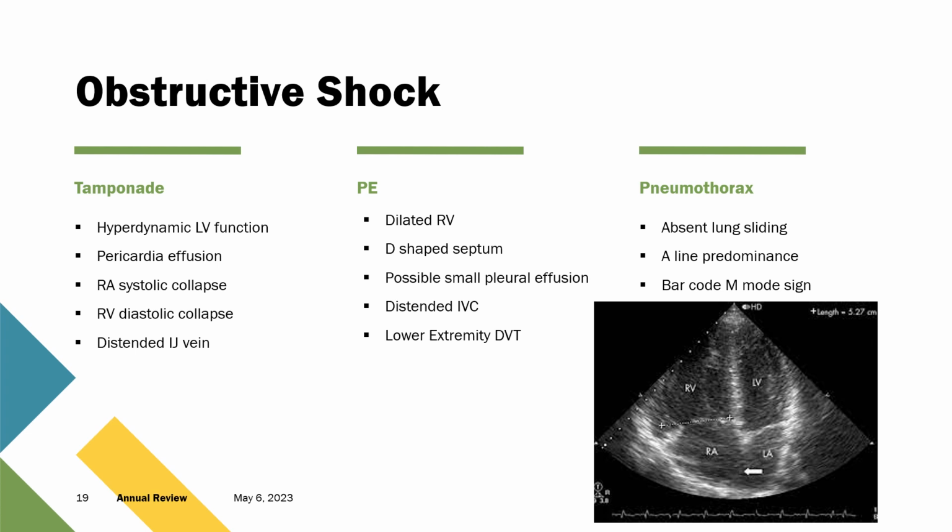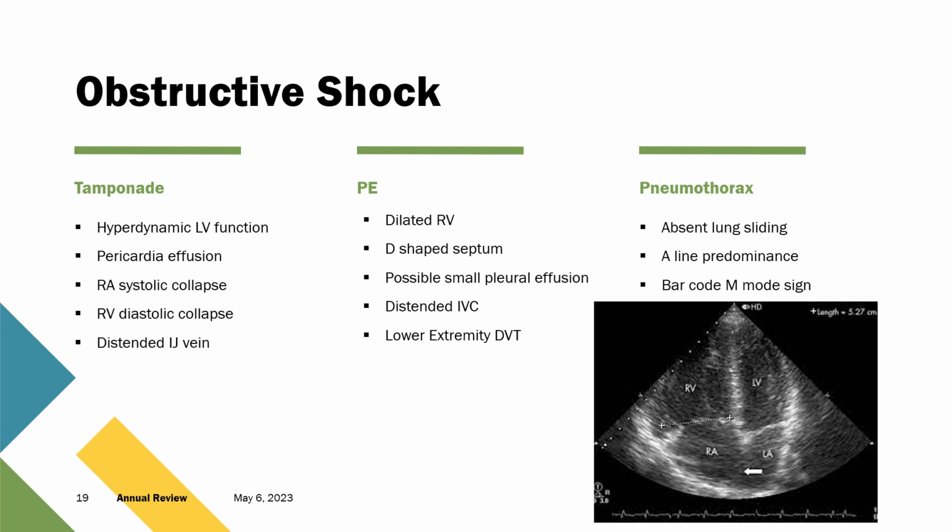And sometimes if you choose to expand your exam into, say, the common femoral vein, the superficial femoral vein, and maybe the popliteal vein, you may find a DVT that was probably the origin of the pulmonary embolism causing these issues. And then a pneumothorax. So a pneumothorax could have caused that increased pressure on the heart due to the lung collapse.